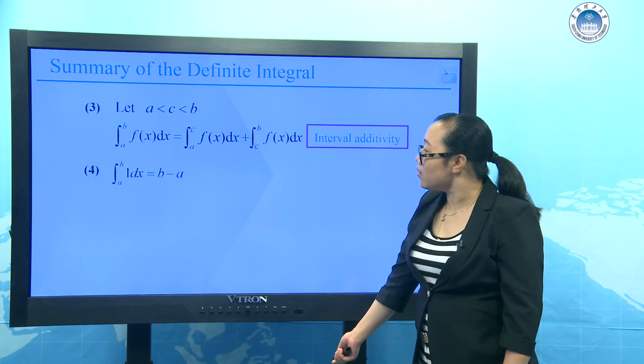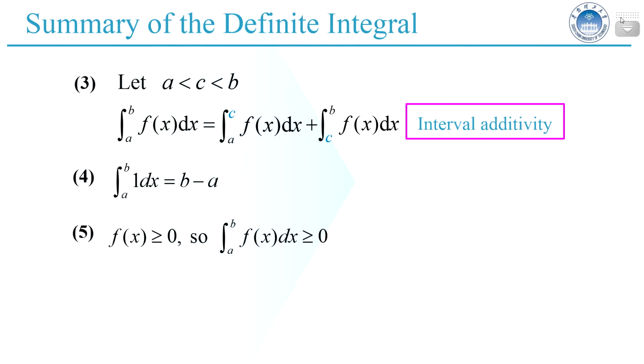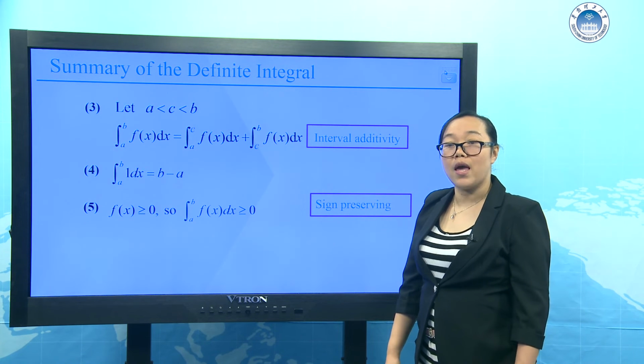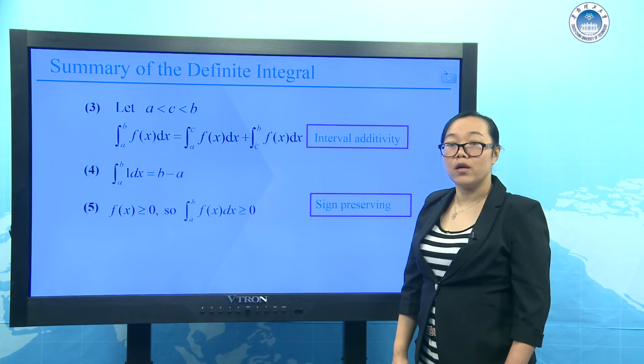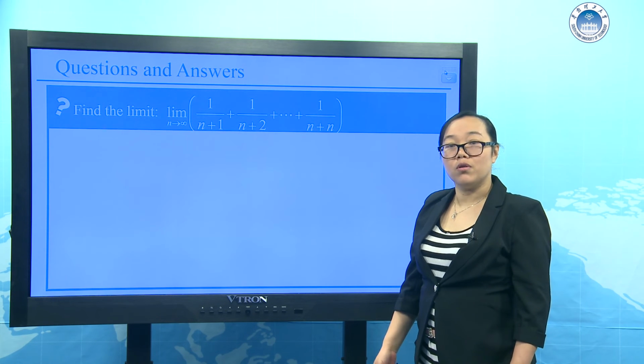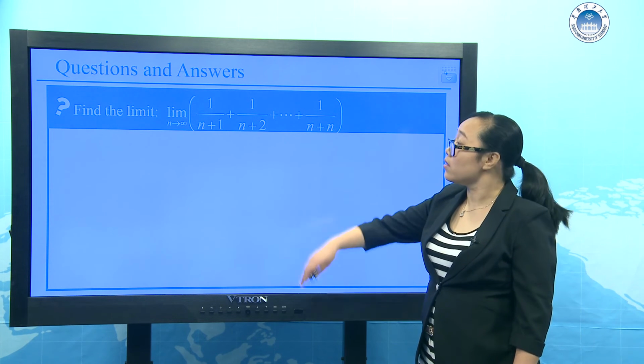Now we study the last property, property 5. Property 5 says if f(x) is non-negative. Negative means less than 0; non-negative means larger than or equal to 0. At this time, the integral from a to b of f(x) dx, our definite integral, is still non-negative. This means the sign preserving property. Try to understand the 5 properties. So now we will use the 5 properties and the definition of definite integral to try to answer the questions.